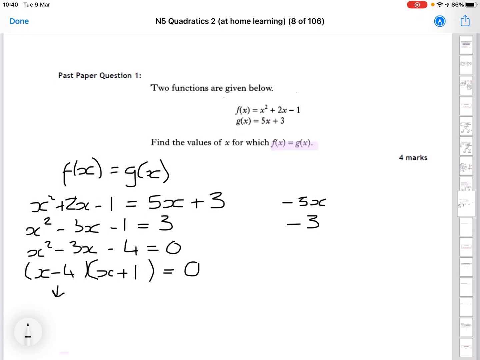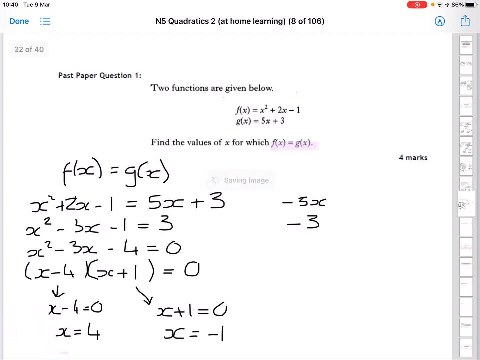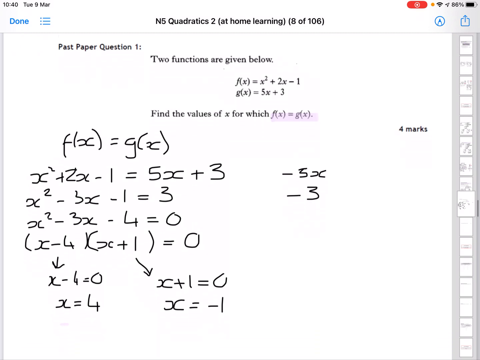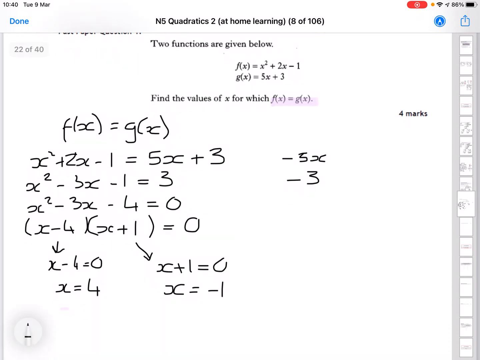So your 2 answers here, we've got x minus 4 equals 0, so x would be equal to 4. And we also have x plus 1 equals 0, so x is equal to minus 1. So your 2 answers for this are x equals 4 and x equals minus 1. So this is 4 marks.